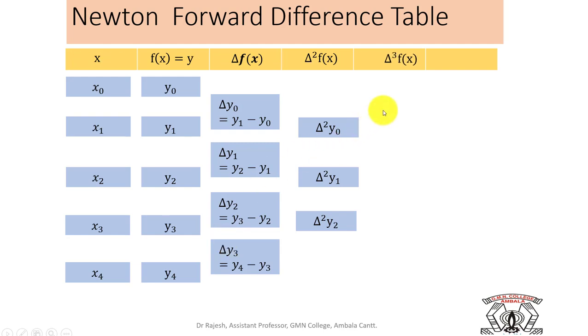Similarly the third order difference could be determined. Firstly we will write delta cube y0, delta cube y1. Delta cube y0 is delta square y1 minus delta square y0. Then delta fourth y0 will be delta cube y1 minus delta cube y0. So this completes the table, because now we cannot move further. Here only a single quantity is present, so further this table could not be taken to the fifth order forward difference operator.